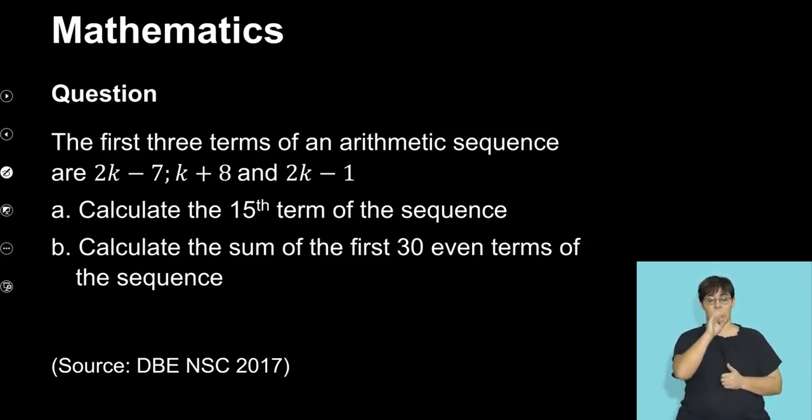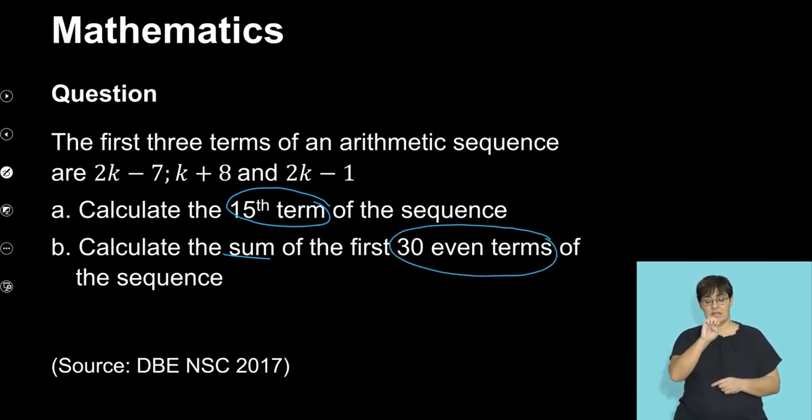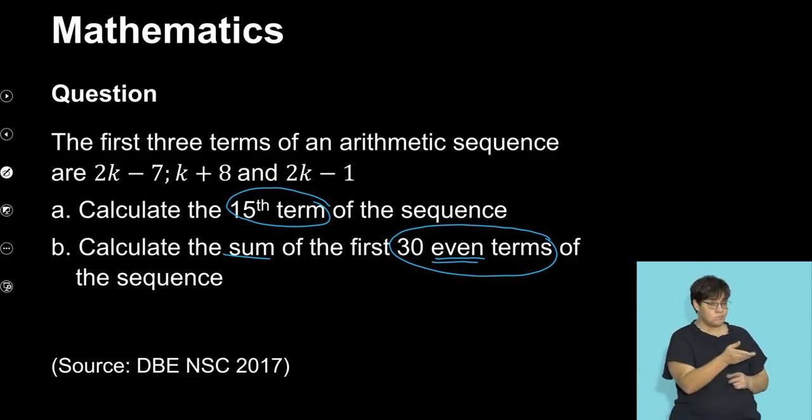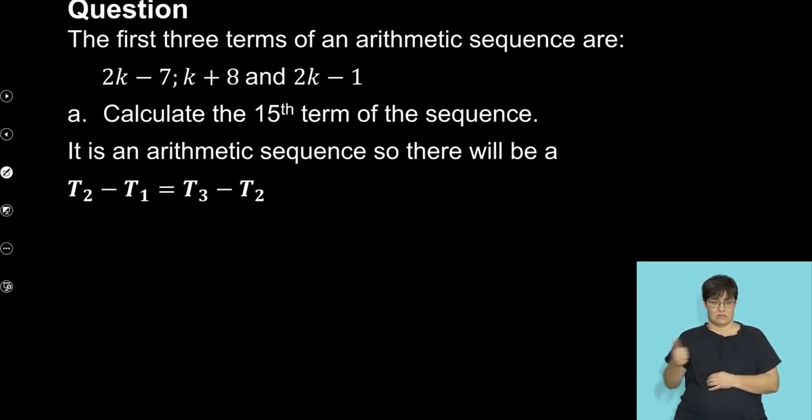The first three terms of an arithmetic sequence are 2k minus 7, k plus 8, and 2k minus 1. We first need to calculate the 15th term of the sequence. Then we will be calculating the sum of the first 30 even terms of the sequence. So please, right now at this point, I'm hoping that the word even jumps out at you, but we'll get into it when I actually do B.